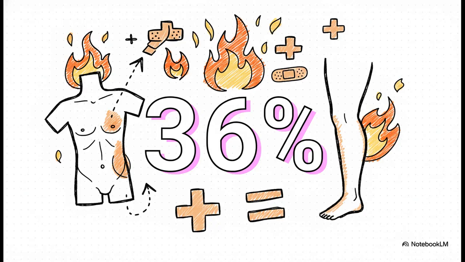Got your number? If you calculated 36%, you nailed it. The anterior torso is 18%, and the entire right leg is another 18%. You add them together, and you've got a 36% TBSA burn.